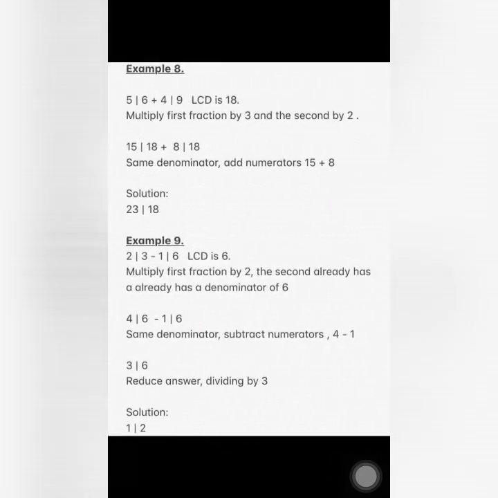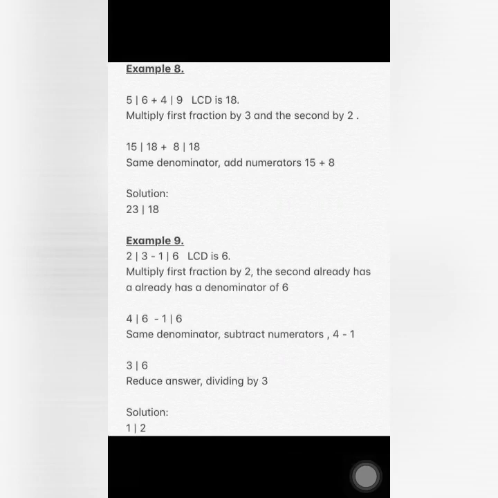We have here another example. If the denominators do not match, we will first have to identify the LCD and build up each fraction by multiplying the numerator and denominator by the same number so the denominator is built up to the LCD. So, 5 over 6 plus 4 over 9, LCD is 18. Multiply the first fraction by 3 and the second by 2. So 15 over 18 plus 8 over 18. Same denominator, so add the numerators, 15 plus 8. So the solution is 23 over 18.